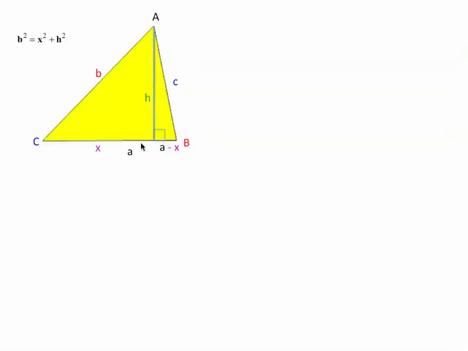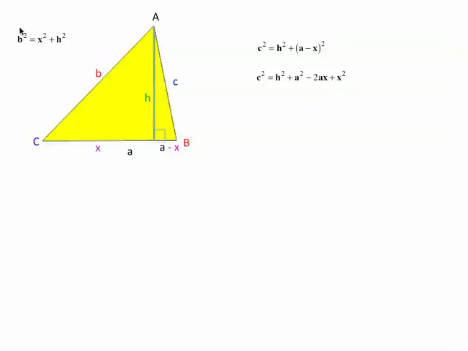Looking at this triangle, we have b squared is equal to x squared plus h squared. Over here we have c squared is equal to h squared plus a minus x squared. Then we square the a minus x: first term squared, minus 2 times the first times the last, plus the last term squared. So c squared is equal to h squared plus a squared minus 2ax plus x squared.